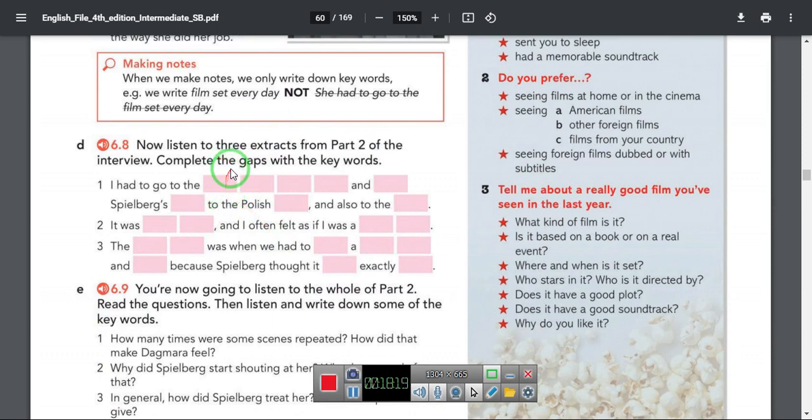Now listen to 3 extracts from part 2 of the interview. Complete the gaps with the key words.